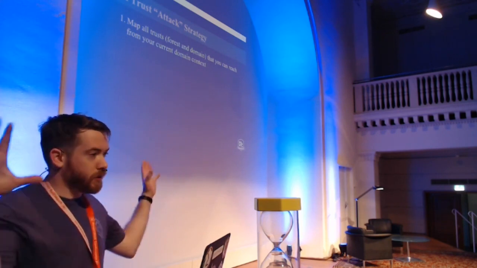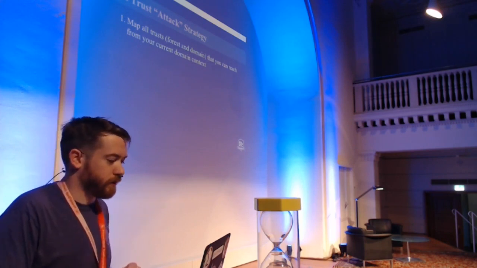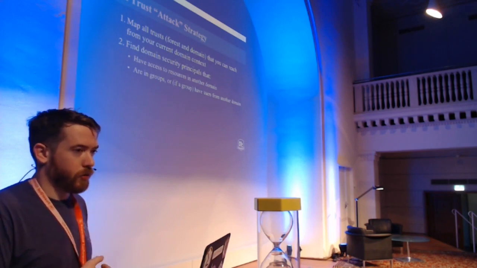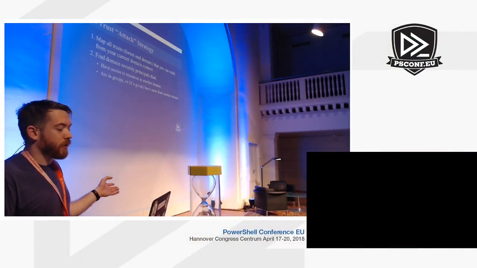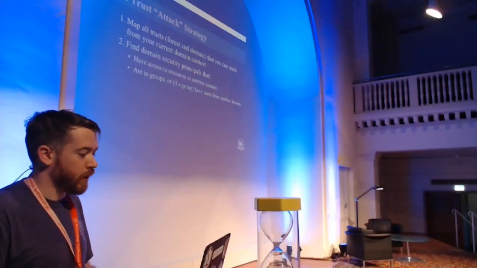But we want to build a visualization of the map of all the domains and their exact relationships between each other. Then we want to find security principals, so users or groups or computers in one domain that have access to resources in another domain, so something that crosses a trust boundary.